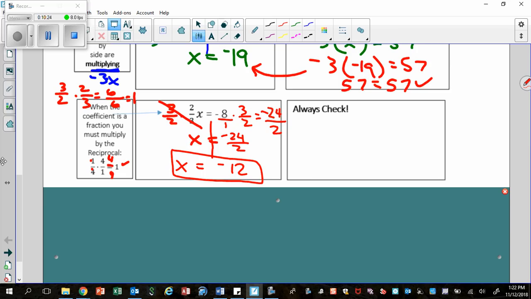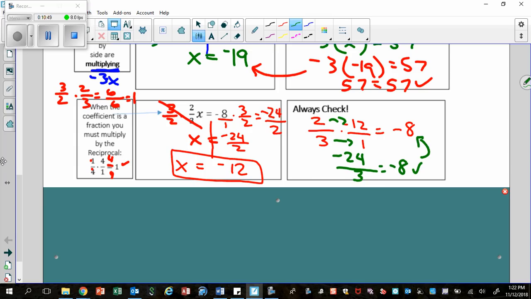We can go ahead and do our check now. So we have 2/3 times negative 12. Let's see if it equals negative 8. Again, I can put a 1 underneath. I'm going to multiply straight across. 2 times negative 12 is negative 24. 3 times 1 is 3. So what's negative 24 divided by 3? Well, it's negative 8, which matches our negative 8. Okay, so we got the right answer. Again, these are probably the most tricky ones with the coefficient being a fraction. So if you need to rewatch it, just feel free to.